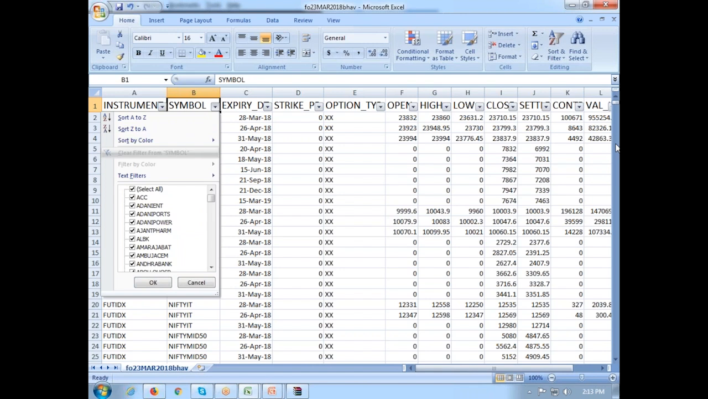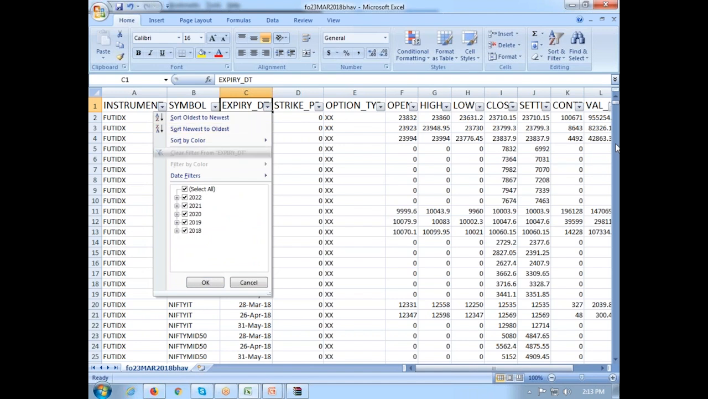Symbol. So you have all the symbols from A to Z here. From A to Z, if you click, there are almost 209 stocks. They keep coming and going, and a few indices in the symbol format.